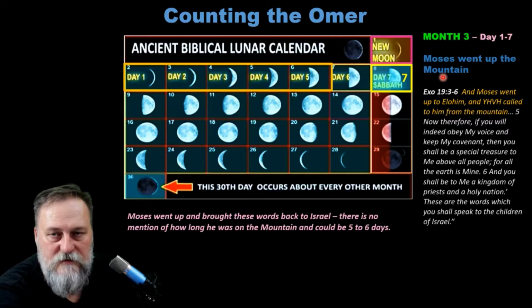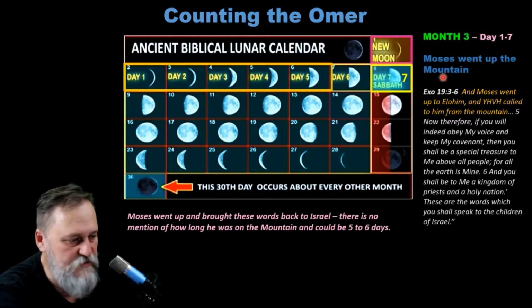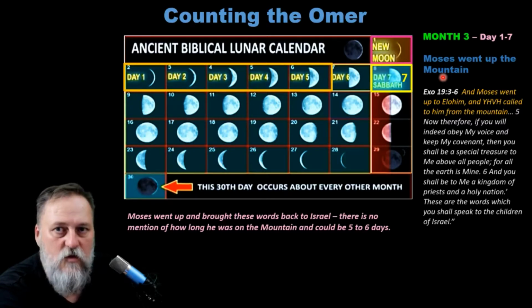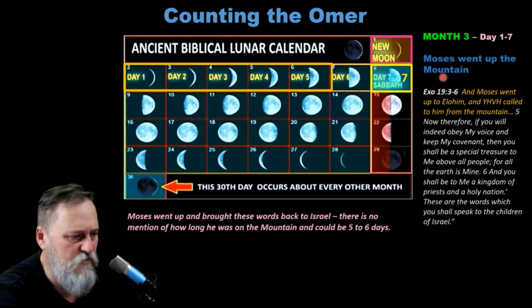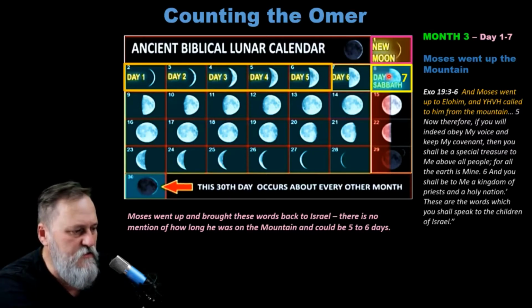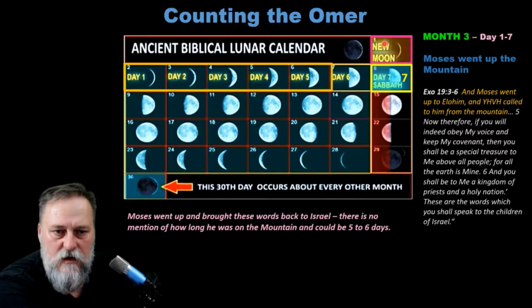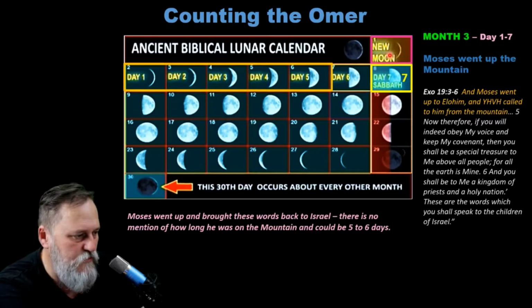So Yahweh made a special proclamation that his covenant will make them a kingdom of priests, a special people, a holy nation unto him, or a set apart nation, set apart for a specific purpose. So this was said after they arrived at the mountain on Rosh Chodesh, the 3rd new moon.